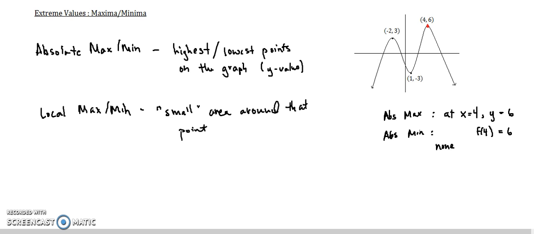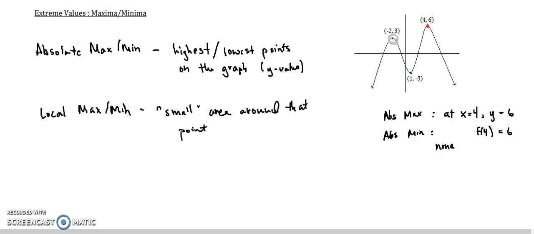So for this one, let me switch colors here. Okay, so let's start with this one at -2, 3. All right, if we look at a small area around it, meaning we're looking at a little circle, and in math, when we say small, small can be as small as you want to make it. So infinitely small. You can make this circle any size you want. So if we look at a little circle around this point and we ignore the rest of the graph and we just look at this little gray circle, does that point look like a maximum or a minimum?